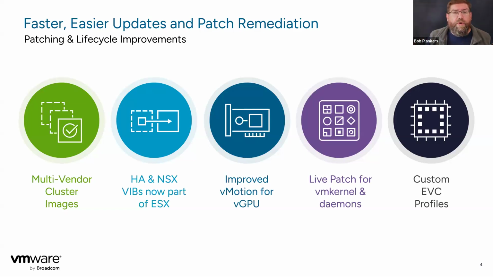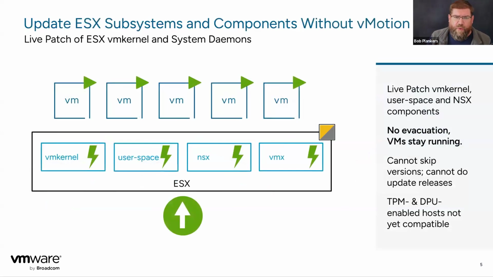vMotion for vGPUs. We've been working for 10 years to make hardware-enabled VMs and workloads, like GPU-enabled workloads, not be special when it comes to infrastructure. They can think they're special all they want with the AI stuff and whatnot, and that could be true. But from an infrastructure perspective, they're just one of the gang. They move around, and you don't have to hunt the workload admins down to take an outage, all of that stuff. Just vMotion. Live patching, custom EVC profiles, let's talk a little bit more about those.